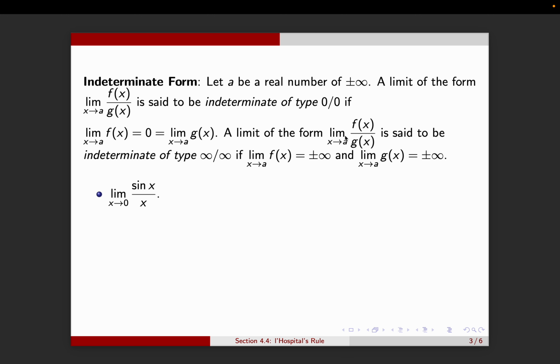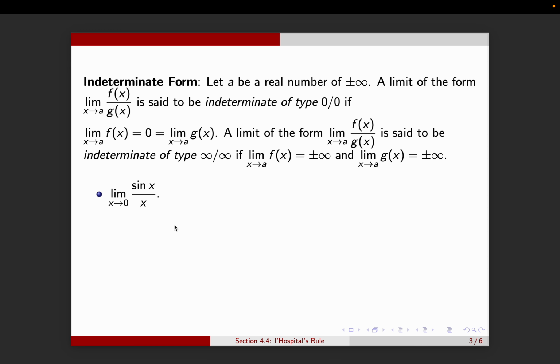Similarly, a fractional limit like this is said to be indeterminate of type infinity over infinity if the top approaches something infinite and the bottom approaches something infinite of either type, plus or minus. So if the top approaches plus infinity and the bottom approaches negative infinity, that's an infinity over infinity type form.